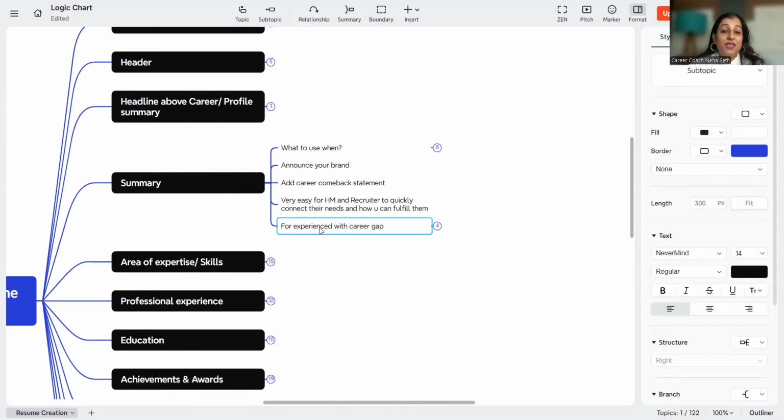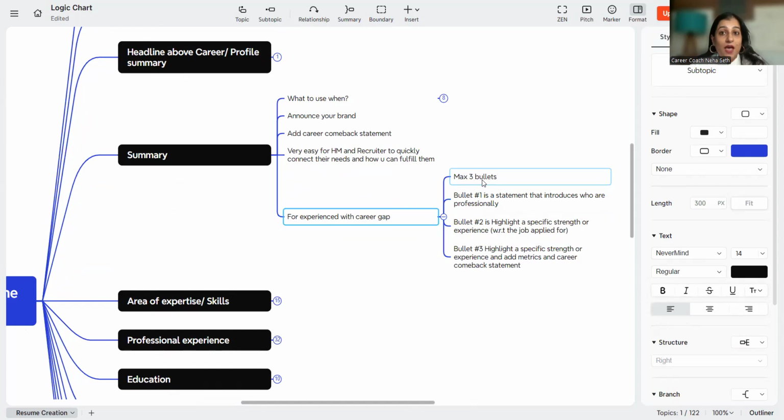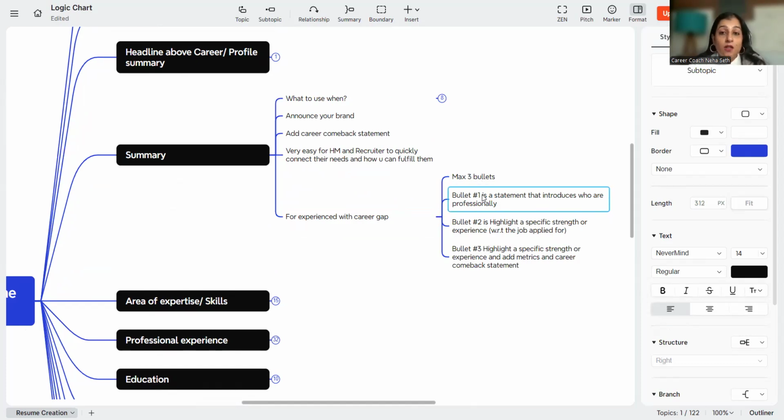And for experience, having a career gap, please mention that you should be having maximum 3 bullets in your professional summary, wherein bullet number one is the statement that introduces who you are professionally. Bullet number two should be highlighting a specific strength or experience with respect to the job you are applying for. And bullet number three should be highlighting a specific strength, again, with the experience, but adding a little metric to that, the numbers, the outcomes.